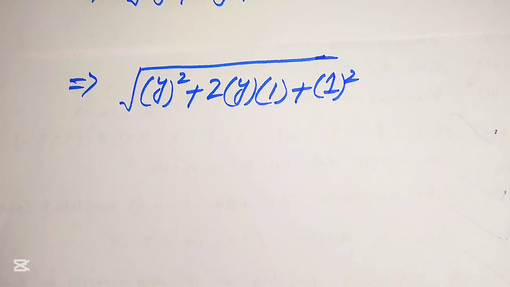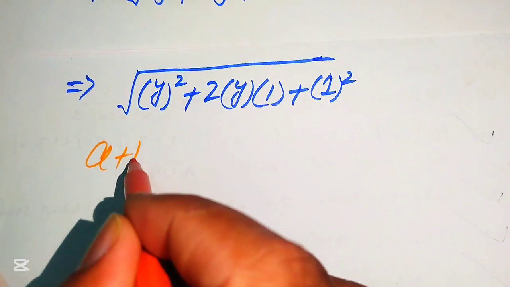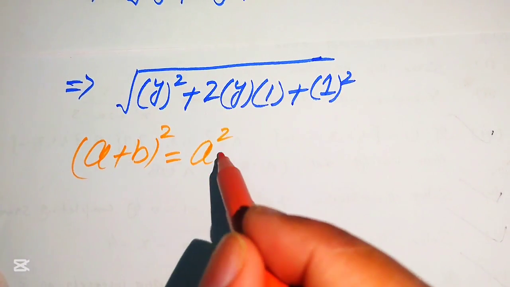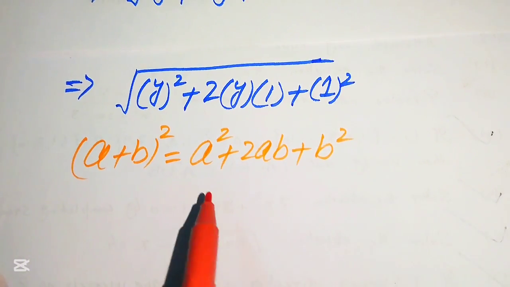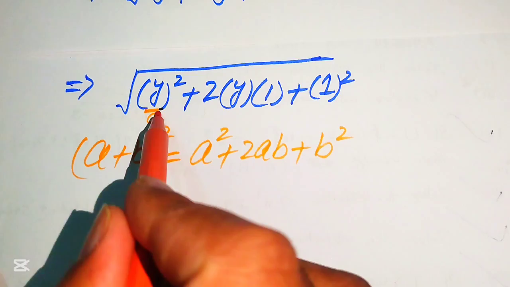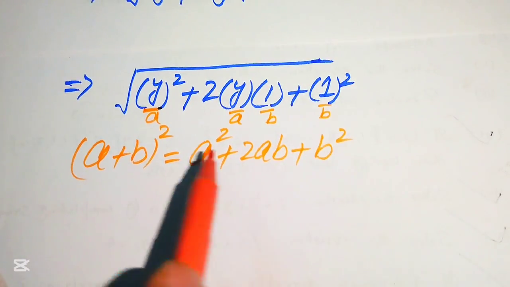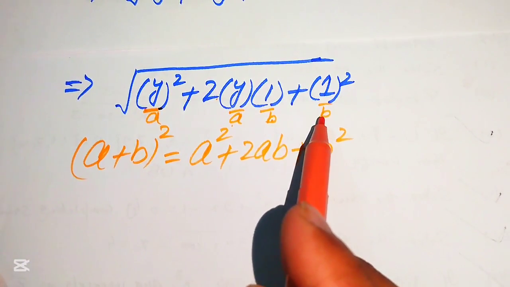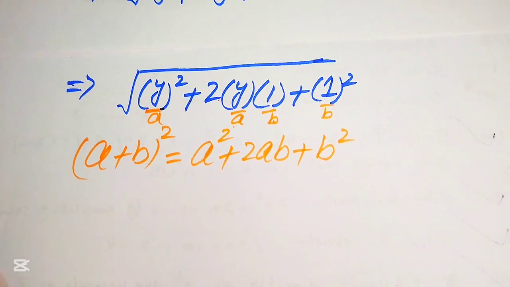And now after that, we need to apply this algebraic formula. You know that if we have a plus b whole square, it is equal to a square plus 2ab plus b square. And now you can focus on here, this is our a, and this is our a, this is our b, and this is our b. So you get a square plus 2ab plus b square. So when you combine all of these values, it becomes a plus b whole square.